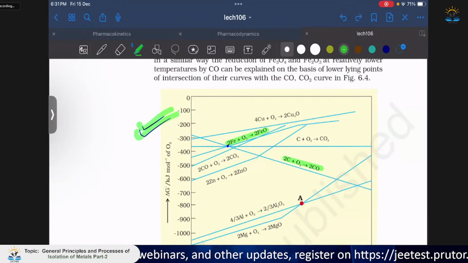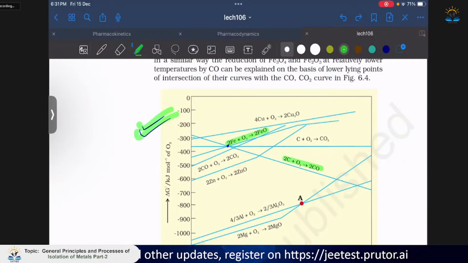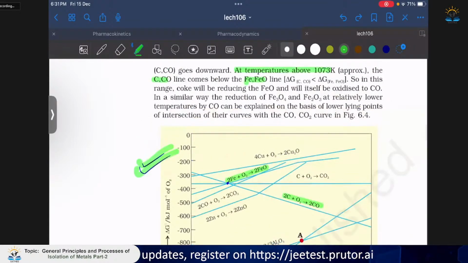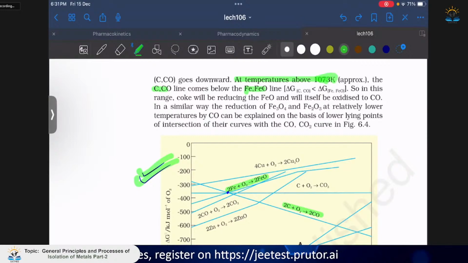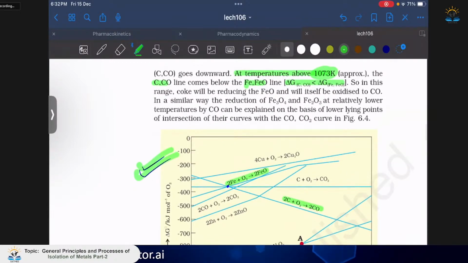So I think they have taken a different curve. Anyways, if they are telling you it's 1073K, it is 1073K. Okay, right. So below the line, the delta G difference will always be negative and reduction will be possible.